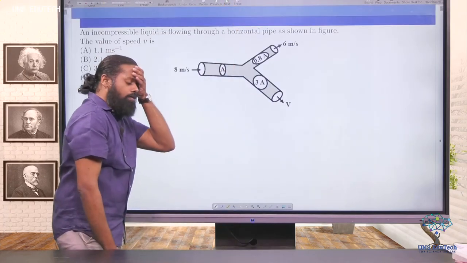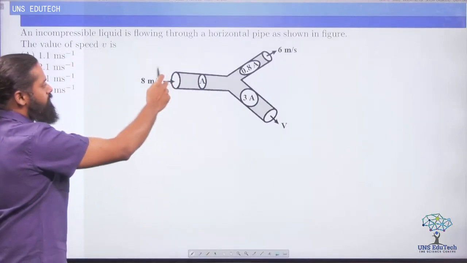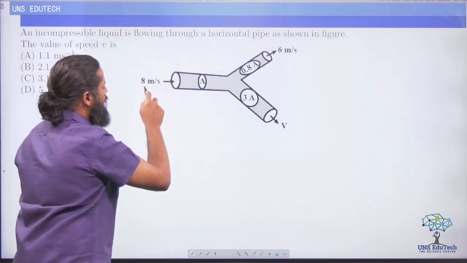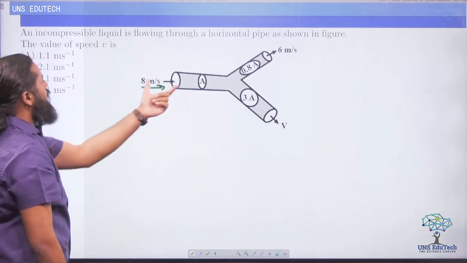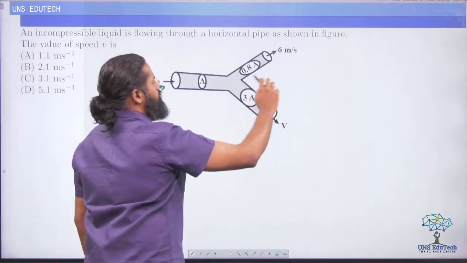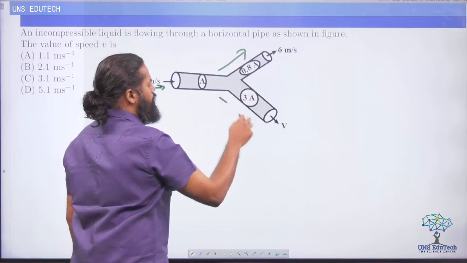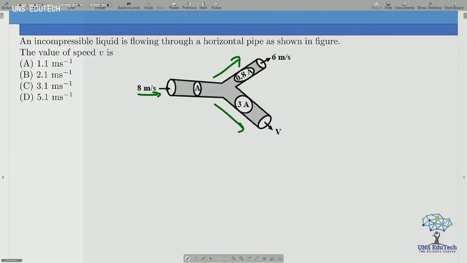Look here. You can see that there's a tube. Water is entering the system at 8 meters per second. There are two branches; it is bifurcating into two different branches. Through one branch, the velocity given is 6 meters per second. Now, the areas are given. This area of cross section is given as A, and this area of cross section is 0.8 times A, and this is 3 times A. So this is much larger, 3 times the inlet. Water is entering here and leaving in this direction.